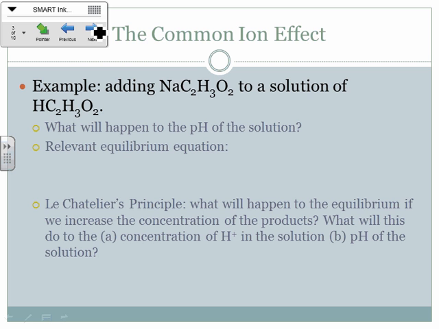Now, is this the example in the book? Yeah. Okay. I don't know if this was out of the book or if I just made this up so I could talk about it.